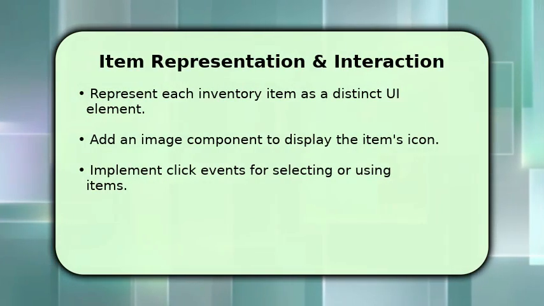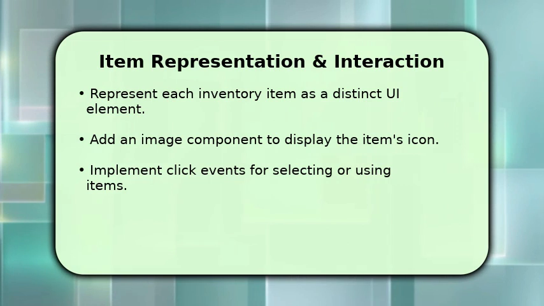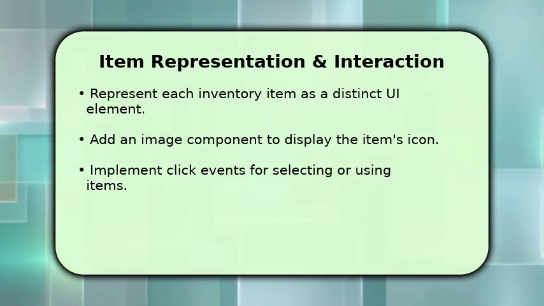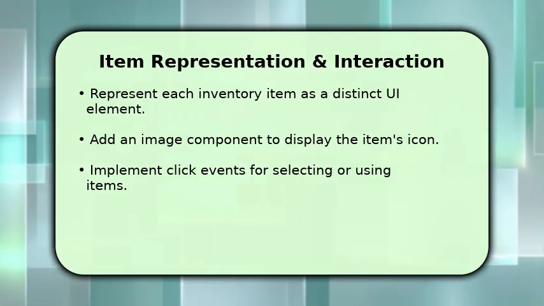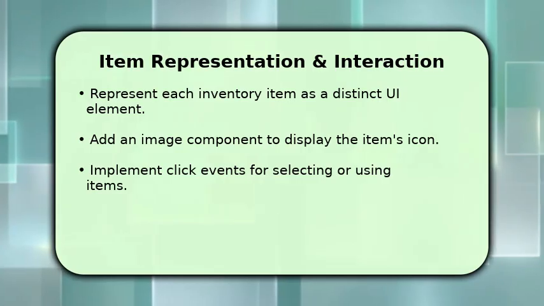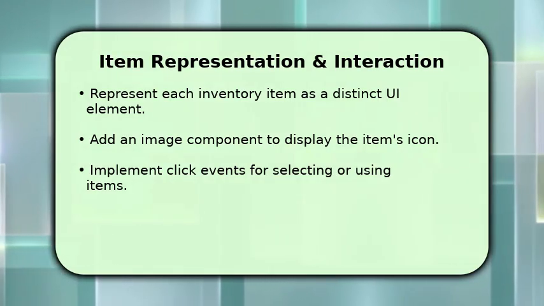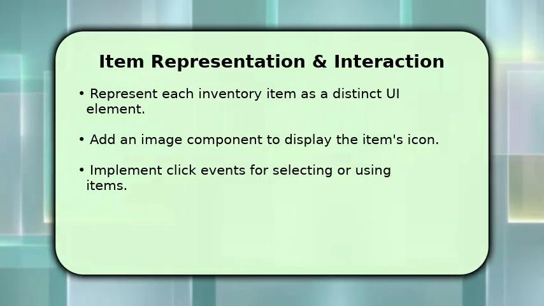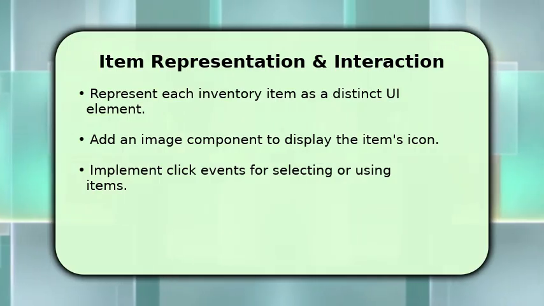With our grid ready, it's time to bring items to life. Each item in your inventory will be represented by its own UI element, typically an image. You will assign a unique icon to each item using an image component within its slot. Crucially, we will set up click events, allowing users to interact with items, whether to select them, use them, or view their details. This makes the inventory functional and engaging.